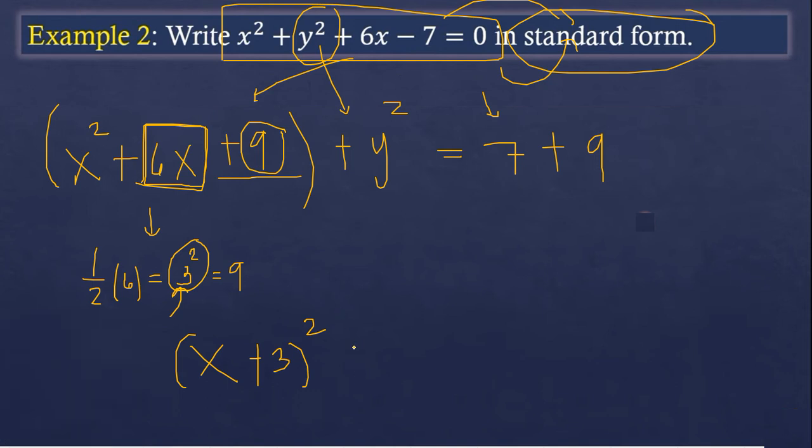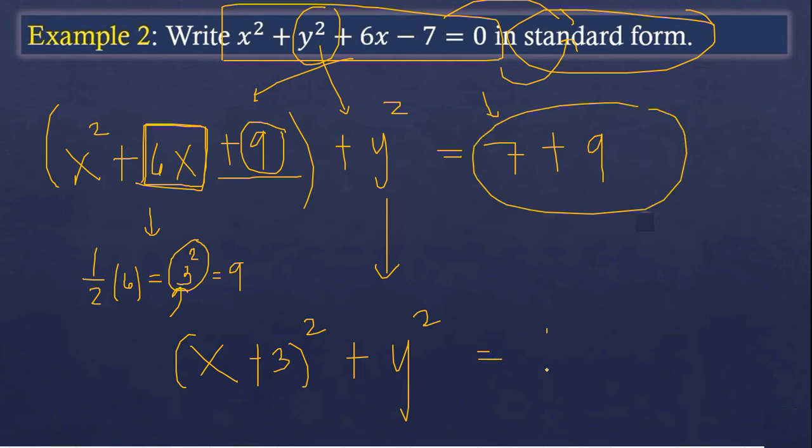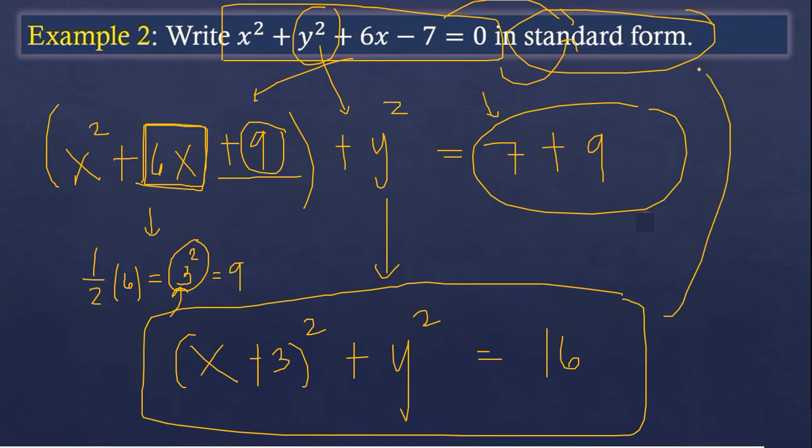Okay, next. Plus, ano yung susunod natin dyan? Plus, copy yung y, di ba? Then what is 9 plus 7? That is 16. Ano ba yung hinahanap, sir? Standard form. So, ibig sabihin ba, sir, final answer na yung x plus 3 squared plus y squared is equal to 16? Yes. Kapag yung tanong is standard form, ito na yung sagot.